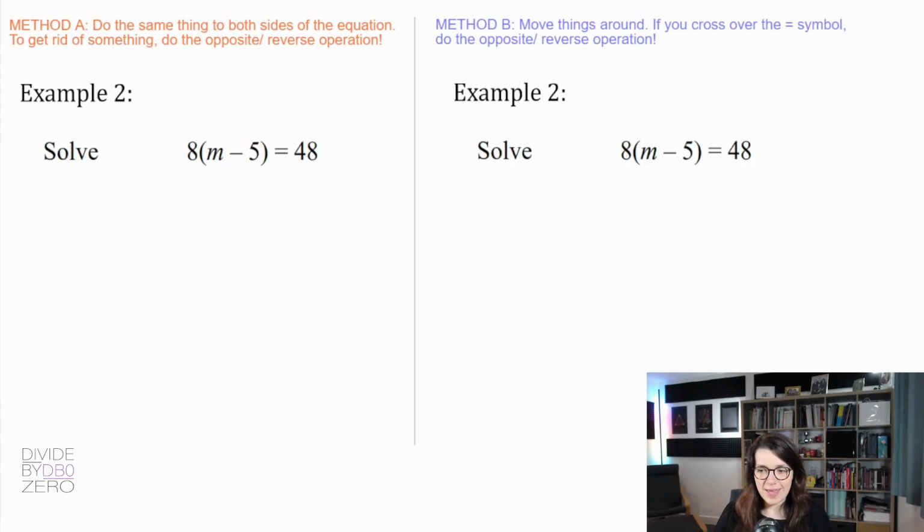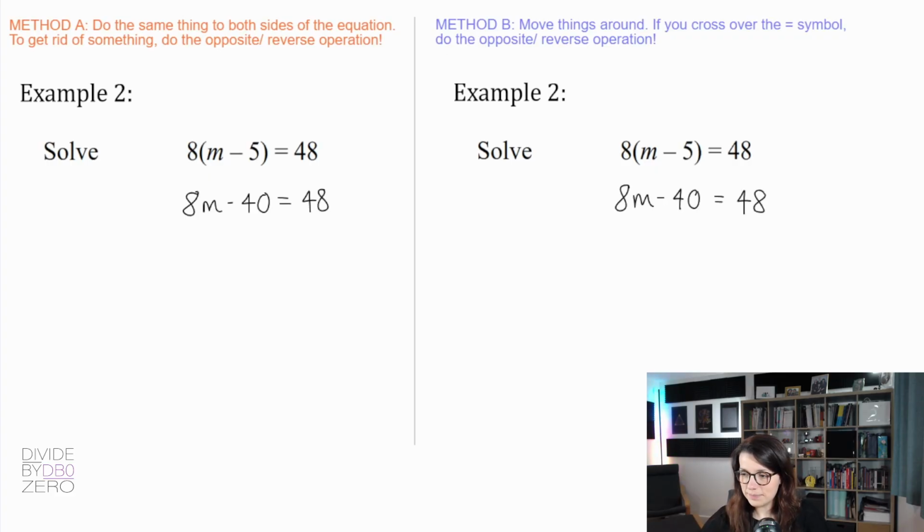Example 2, solve 8 brackets m minus 5 equals 48. Before we do anything else, I would probably expand the brackets there. So I'll do that for both sides. And now I'll solve using method A. So in order to get rid of the minus 40, I want to add 40 on both sides. That will get rid of that, becomes 0. I'm left with 8m on this side and 88 on this side.